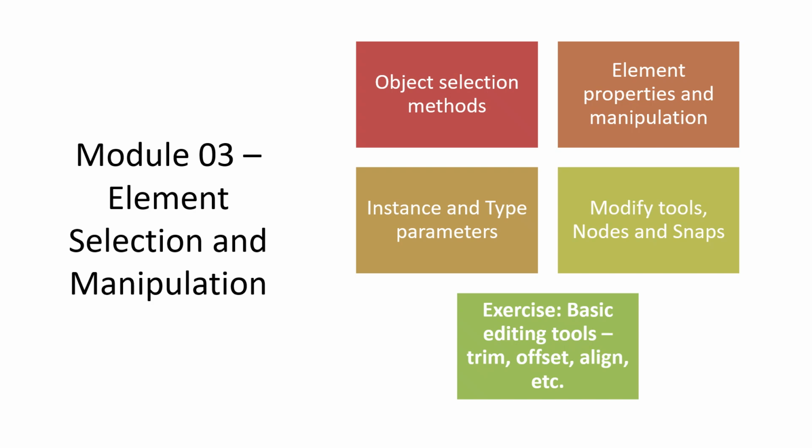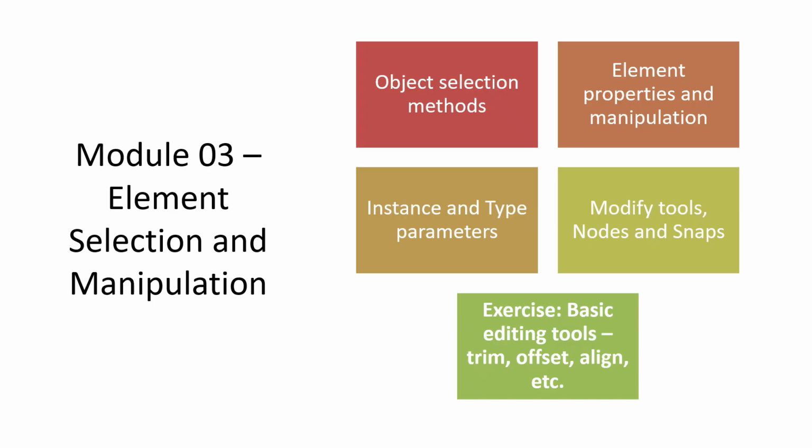We'll also cover modify tools, including trim, offset, align, and more. These are your core editing commands. Alongside that, we'll introduce nodes and snaps, which help you precisely position and connect elements. The exercise for this module will give you hands-on practice with basic editing tools, trimming, offsetting, aligning, so you can start shaping your model with precision.